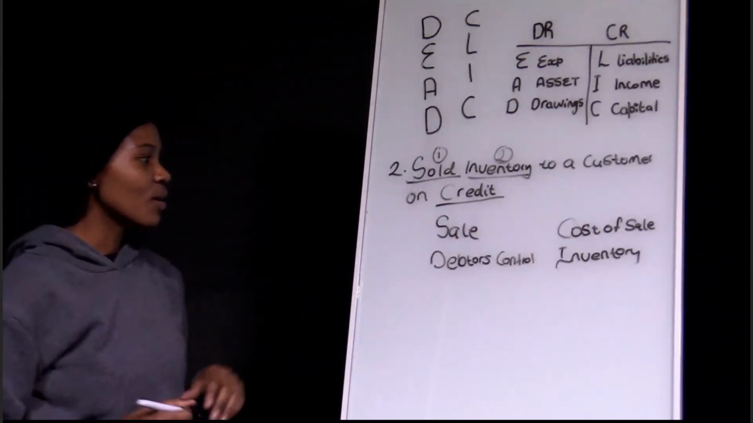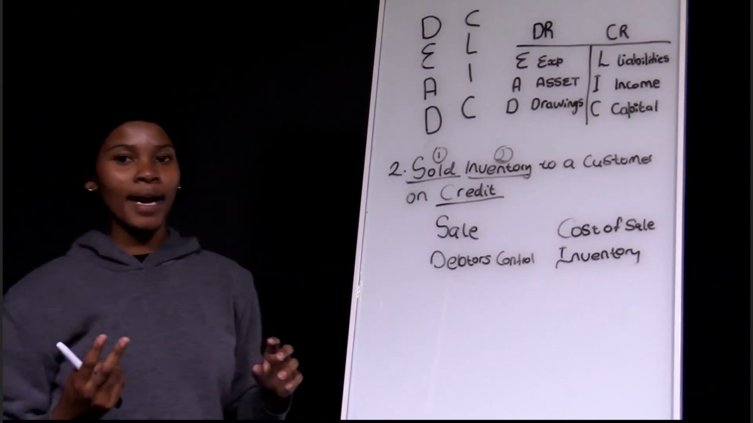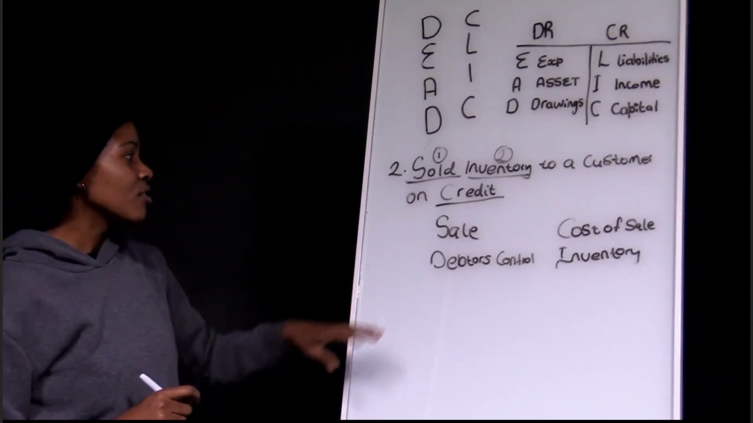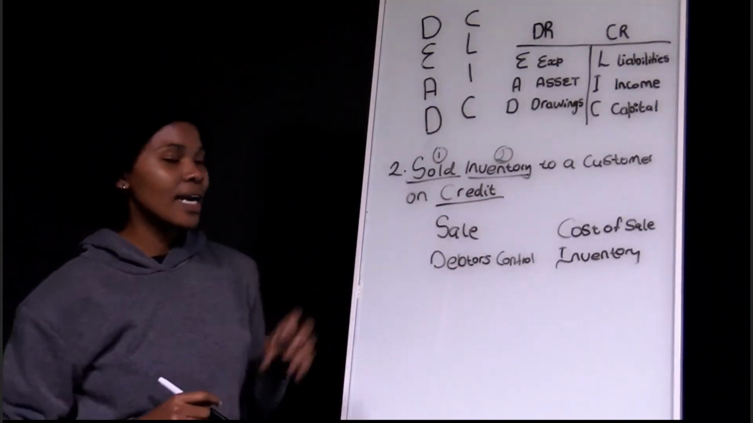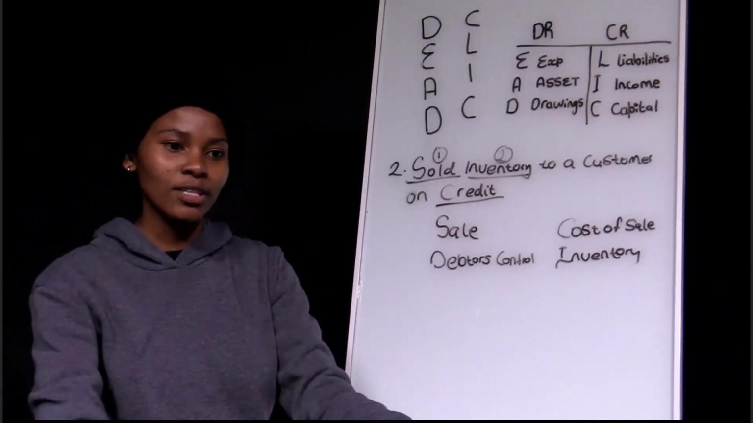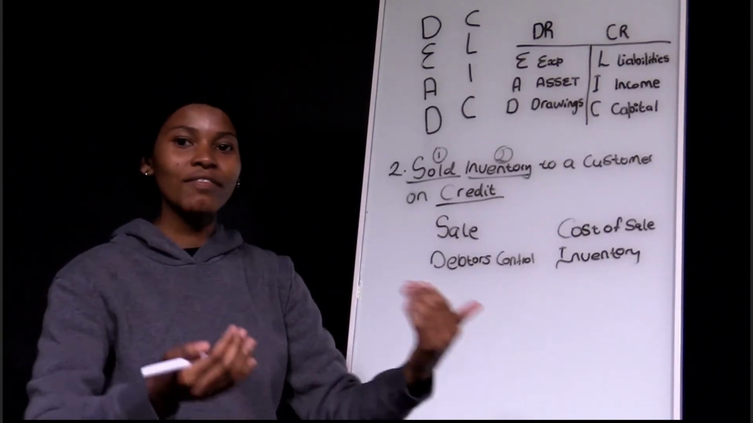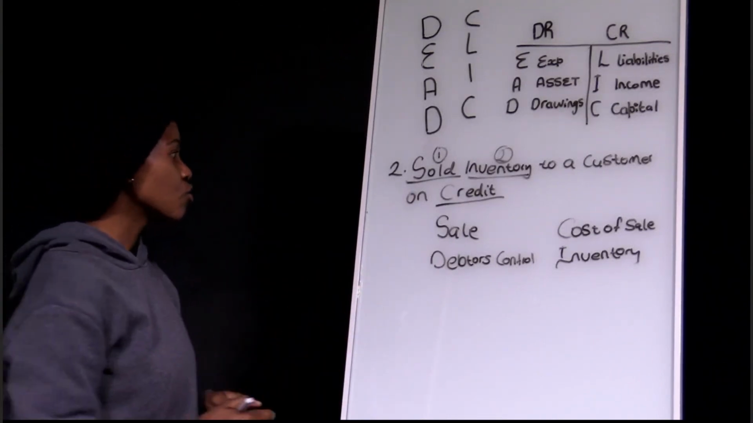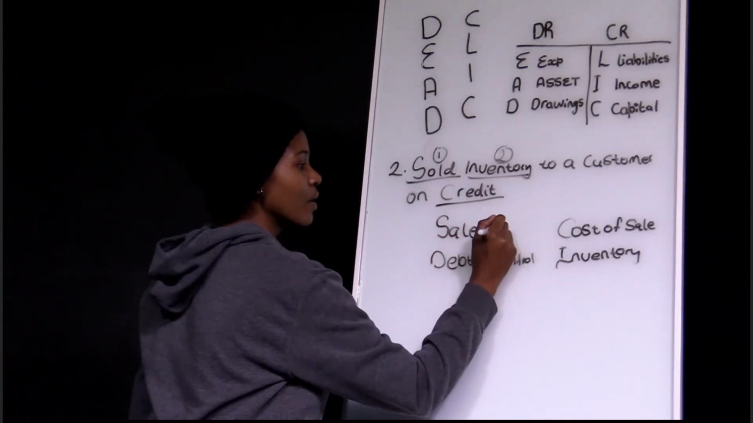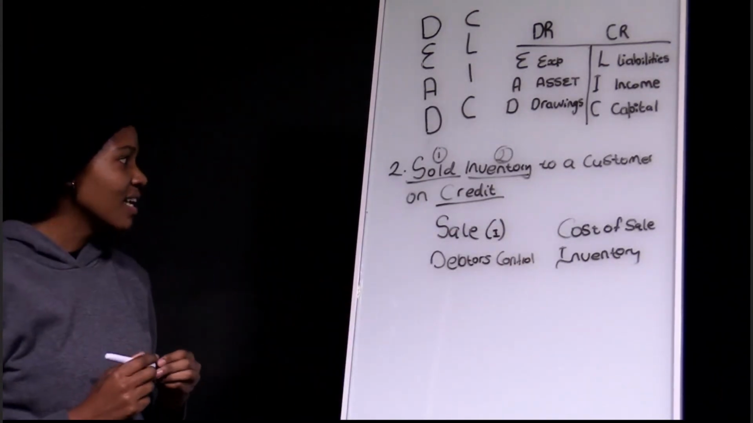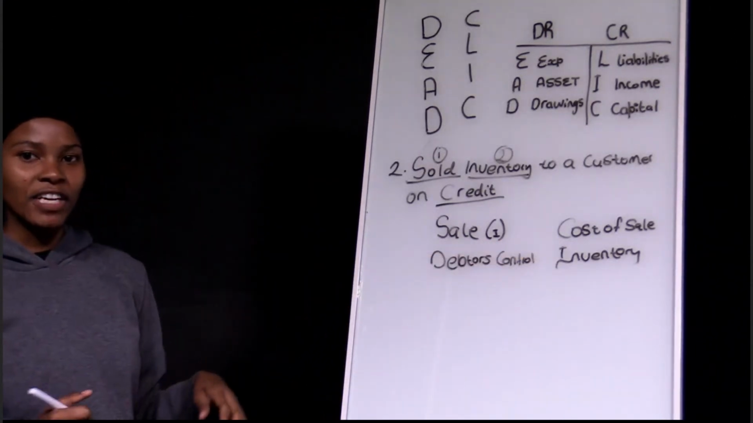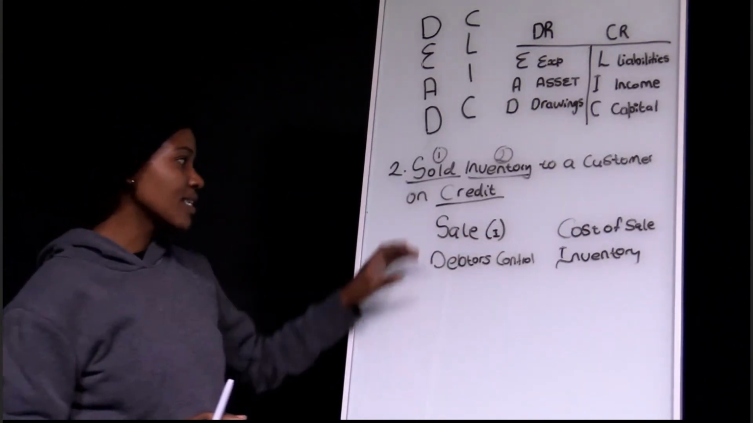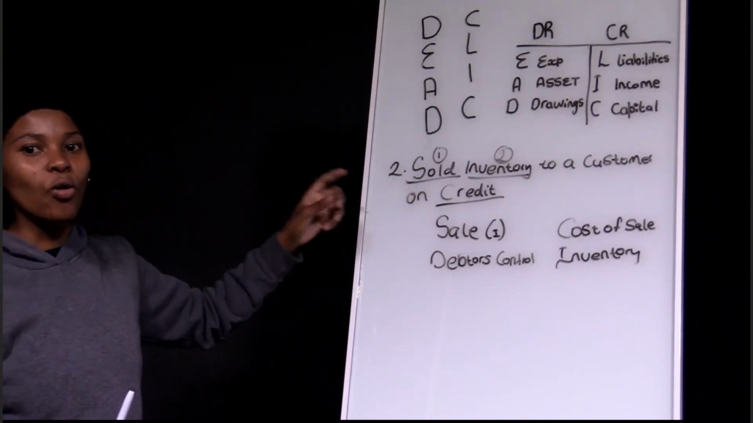After you have identified your accounts, the second step is to determine which element of the financial statement each account falls under. When you're making a sale, you're basically selling something to a customer in order to receive income, money. That money is income into the business. So your sale is an income. After you've identified the element of the financial statement which sale falls under, which is income, the next step is to determine what is happening to your sale. Is your sale increasing or decreasing?